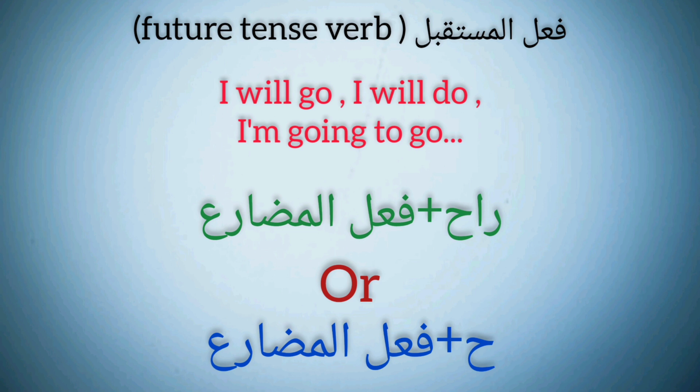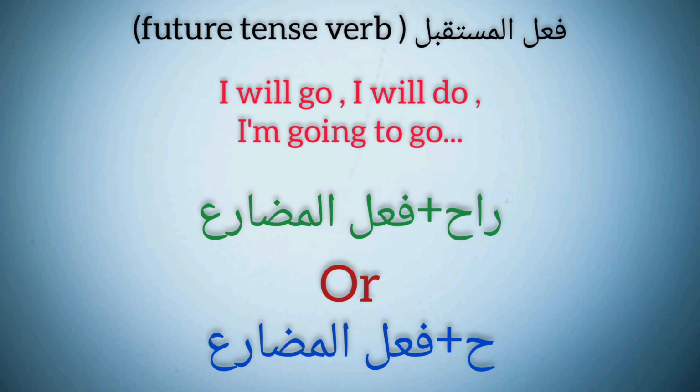فعل المستقبل. In English, we use these words in order to make a future tense verb. We use will and going to. But the formula for future tense verb in Arabic is راح plus فعل المضارع, present verb. Or the abbreviation of the راح is ح. ح plus فعل المضارع, present verb.